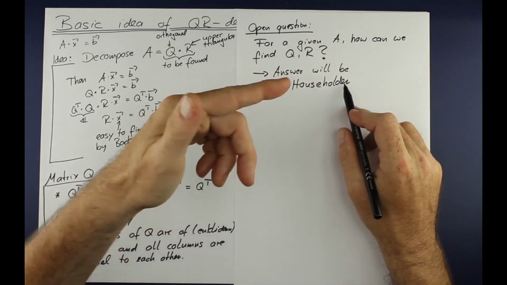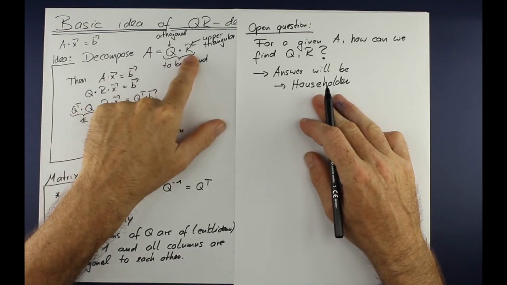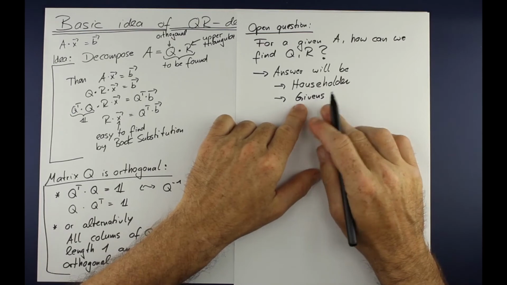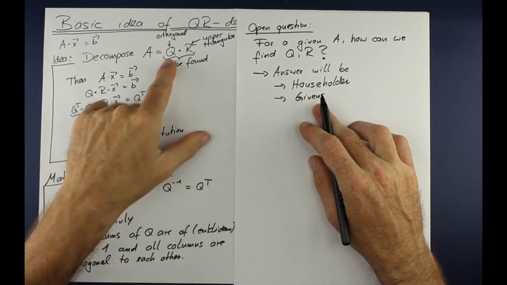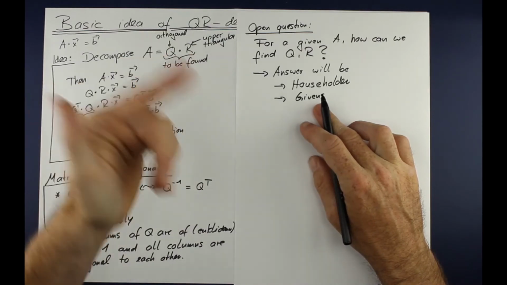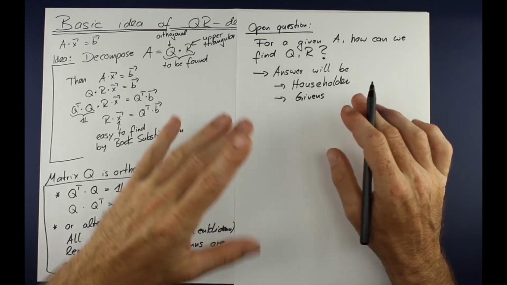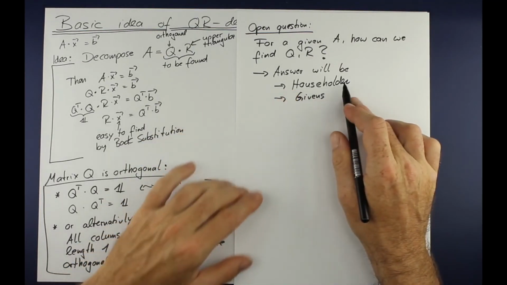There will be the Householder transformation, which will give us a QR decomposition, and alternatively there will be the Givens transformations, and they will also give us a Q and an R, so we can choose which one we want to use, and depending on the situation, sometimes this one is the better one and sometimes this one is the better one.